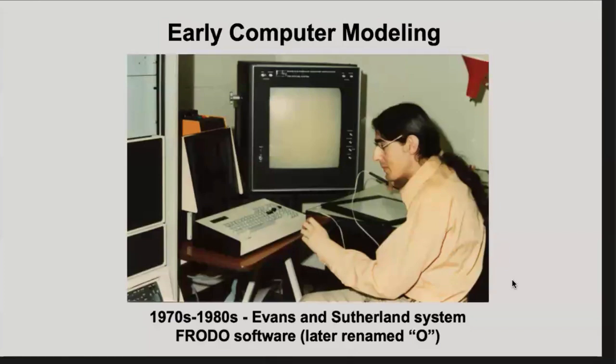And it ran this application called Frodo. Apparently, J.R.R. Tolkien's estate finally learned about this and objected to the use of the name Frodo. So they simply changed the name to O. And O still exists. And if you look at however many protein models there are in the Protein Data Bank right now, let's say 500,000, probably 400,000 of them were determined using either Frodo or O.